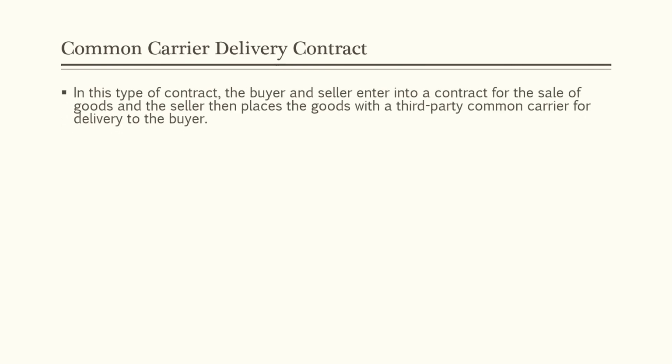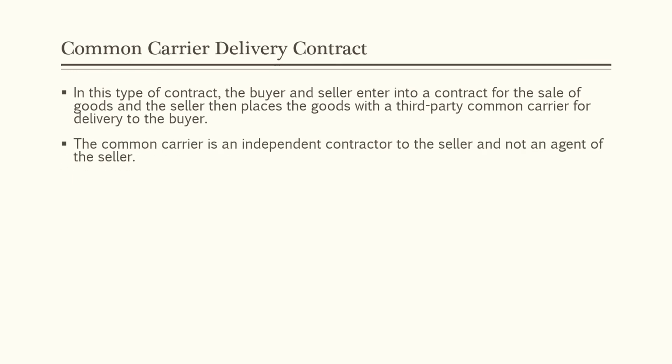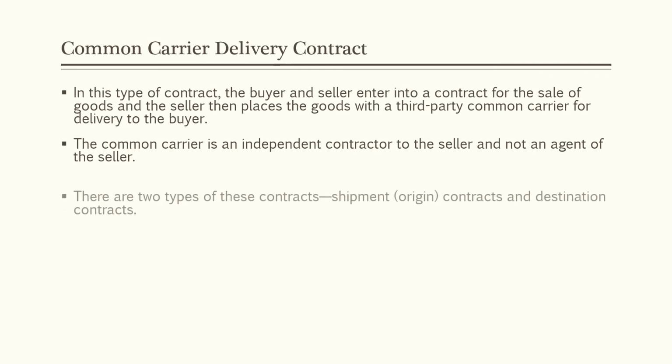In this type of contract, the buyer and seller enter into a contract for the sale of goods, and the seller then places the goods with a third-party common carrier for delivery to the buyer. The common carrier is an independent contractor to the seller and not an agent of the seller. If you'll recall our discussions in torts, this means that the seller is not liable for the torts of the common carrier, because the common carrier is an independent contractor who the seller does not control and who is not an agent of the seller.